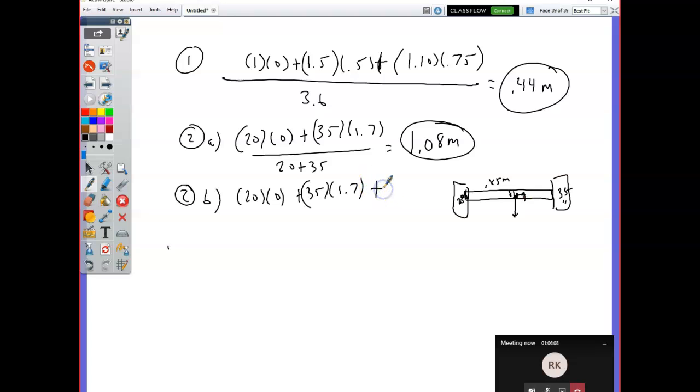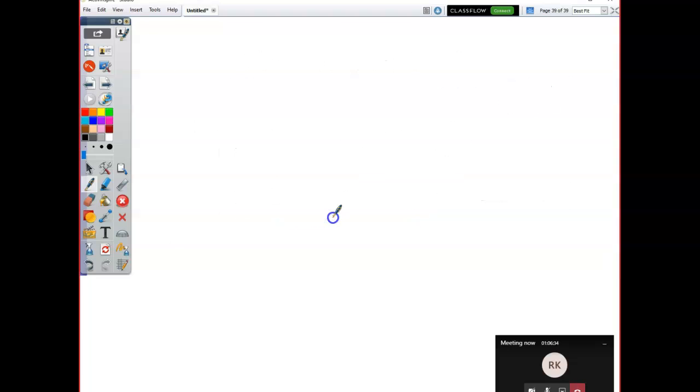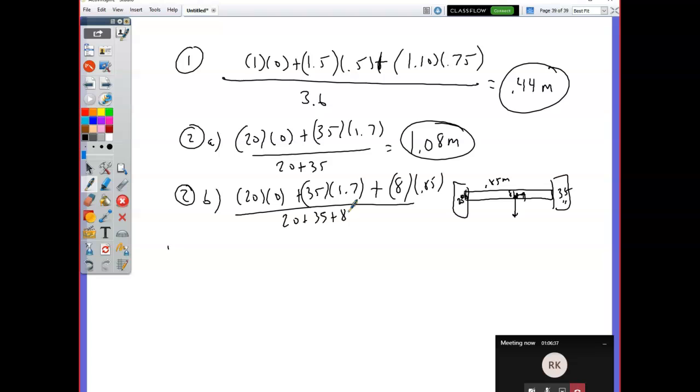So I would get plus, finish me up. What's the mass of the bar? Sorry, I have to go back to the worksheet. Okay, it is 8. And the length we just said was 0.85. Now I'm going to divide by the total masses, so now I've got to add the 8 to the bottom. Got it.